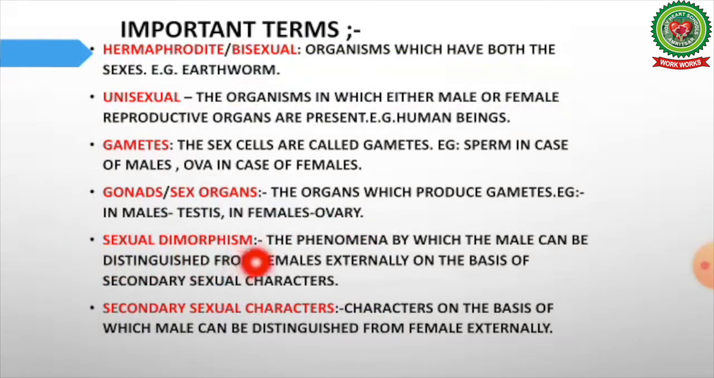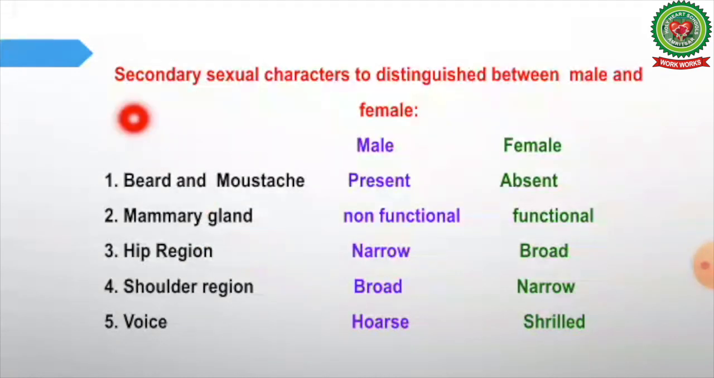Sexual dimorphism: the phenomenon by which male can be distinguished from females externally on the basis of secondary sexual characters. Now, what are the secondary sexual characters? Characters on the basis of which male can be distinguished from female externally. Now, here are some important or common secondary sexual characters to distinguish between male and female. First one is beard and moustache, present in male but absent in female. Mammary glands, non-functional in male and functional in female, that produce milk.